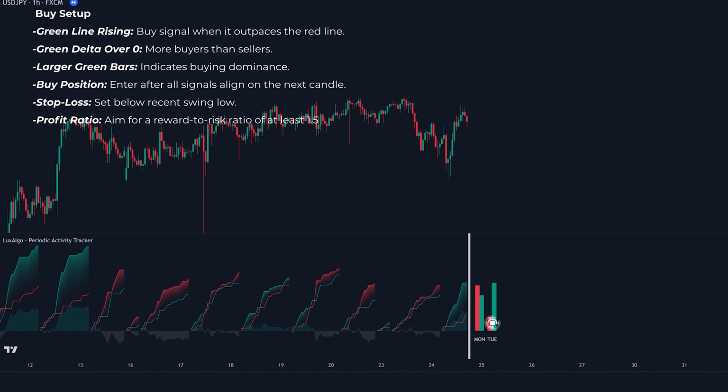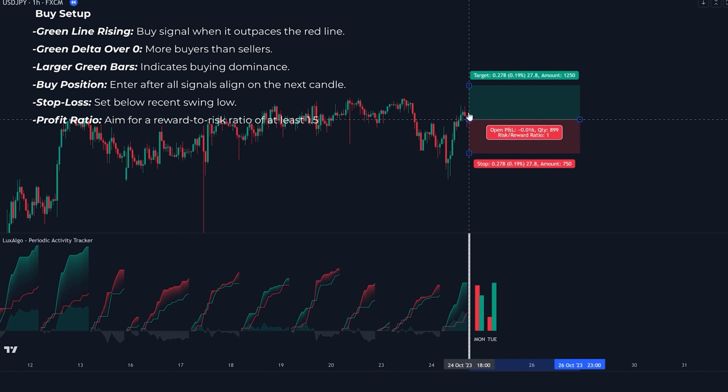Compare bars. Make sure the green bars are bigger than the red ones, showing more people are buying than selling. If all these three signs are there, a green line rising, a large green delta above 0, and bigger green bars, you can initiate a buy position on the next candle following the confirmations.